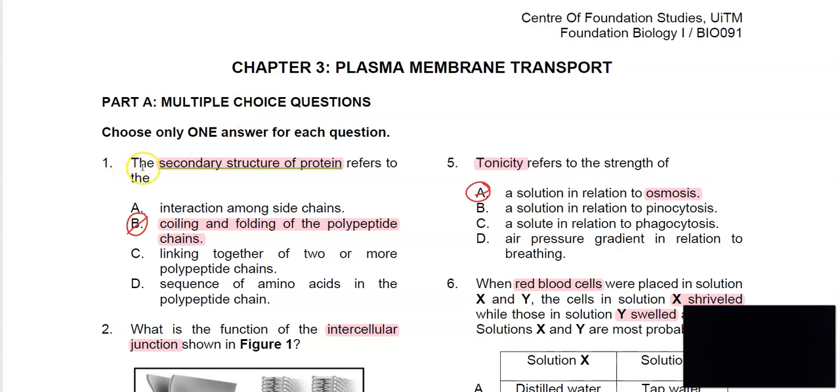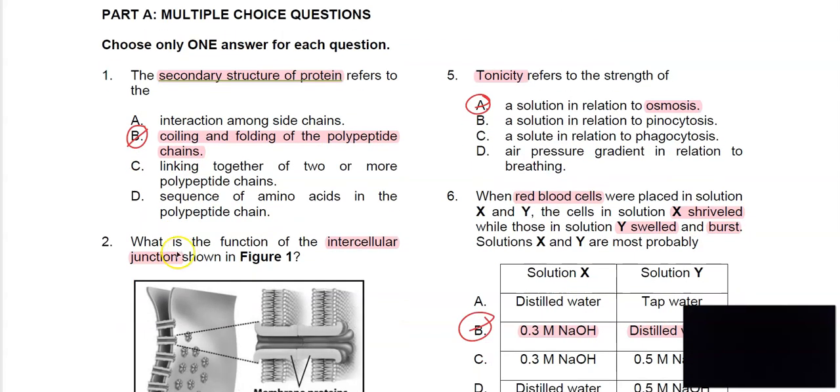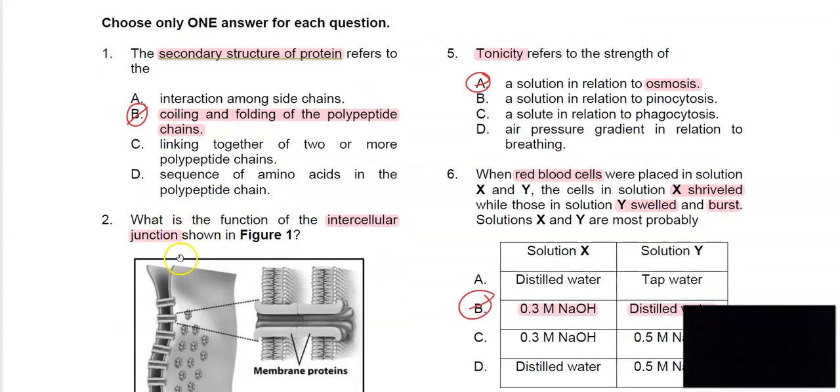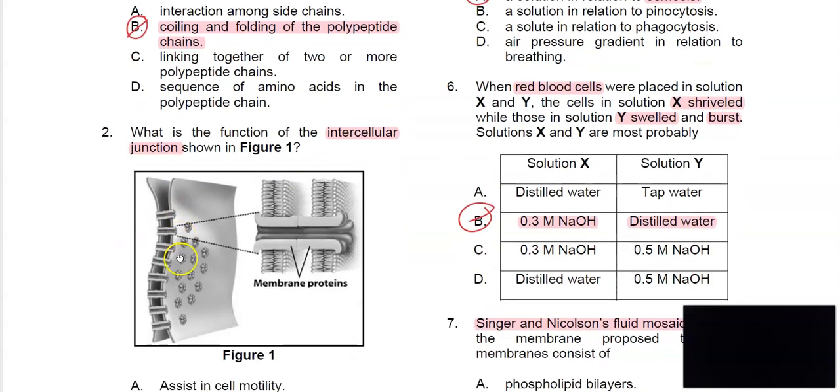Okay, question number 1. The secondary structure of protein refers to coiling and folding of the polypeptide chain. So the secondary structure basically has the coiling structure, the alpha helix and the beta pleated sheet, of the polypeptide chains. And then number 2, what is the function of intercellular junction shown in figure 1?